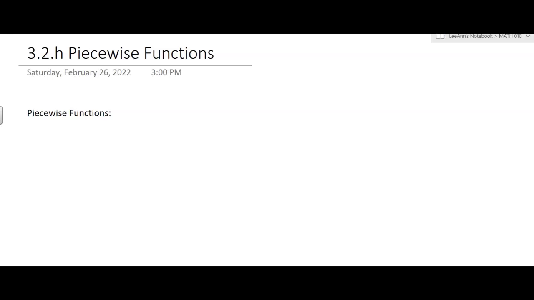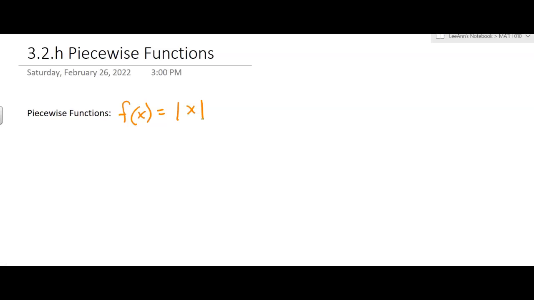So now we're going to talk about what are called piecewise functions. And probably the best way for me to show you what we're talking about is to look at the absolute value function. We know it looks like that. But what if we wanted to define this, okay?